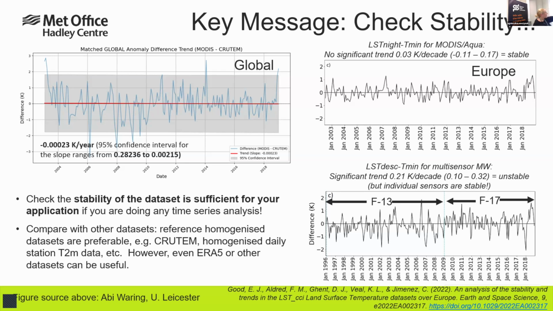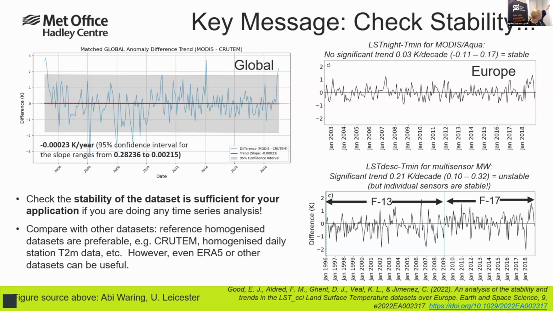At the bottom here, this is Carlos's LST data based on microwave observations. Again, it's anomaly differences, a reference to the station data. You can see there is a small jump between F13 and F17. So despite Carlos's best efforts to adjust for overpass time differences and differences between sensors, there's still a small residual effect. But what's important to note is that the trend is still less than the GCOS target that we're aiming for of 0.3 Kelvin per decade. So it is still a useful data set, but you need to bear in mind there is this jump. Interestingly, when we look at the stability of each of F13 and F17 separately, they actually are more stable individually.